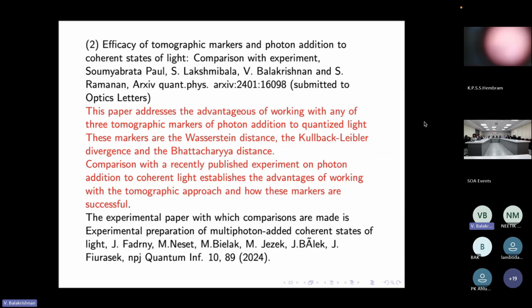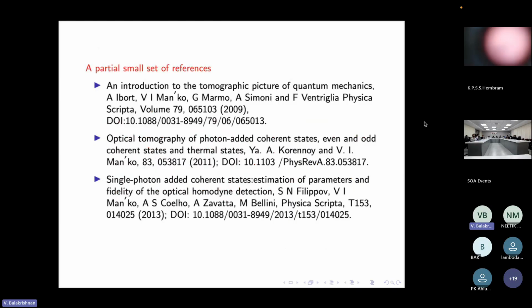So the markers used in this paper are all the three of them: Wasserstein, Kullback-Leibler and Bhattacharyya. That's where we compare with a recently published experiment on photon addition to coherent light and establish the advantages of working with the tomographic approach. So the experimental paper with which the comparisons are made is given here in black. It's a 2024 paper where there was conditional addition of photons to coherent light.